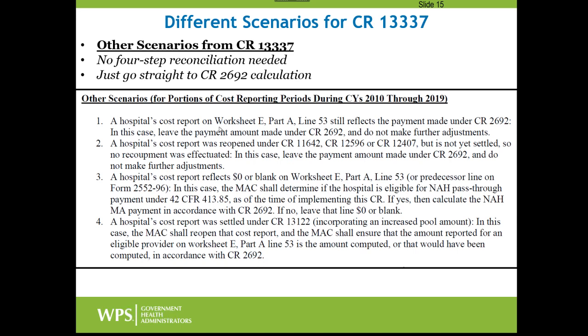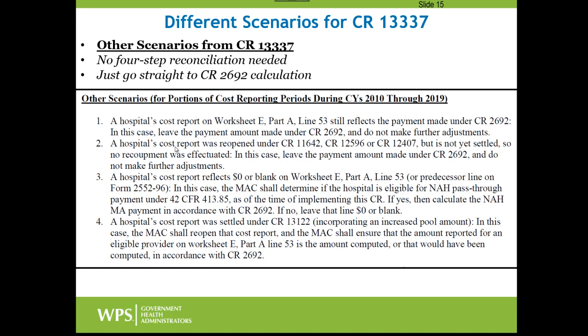Number one, a hospital's cost report on worksheet E Part A, line 53, still reflects the original amount paid under CR 2692. In that case, just leave that amount, and we do not need to make any further adjustments. The only time this would ever come up is if a cost report was on hold for a very long time, at least since 2018, and we've never been able to settle it or reopen it or anything. Again, it should be pretty rare. There might be maybe a bankrupt hospital that's been on hold, or they've been on hold for some other reason. But the point is, if it's already under CR 2692, there's no need to make an adjustment.